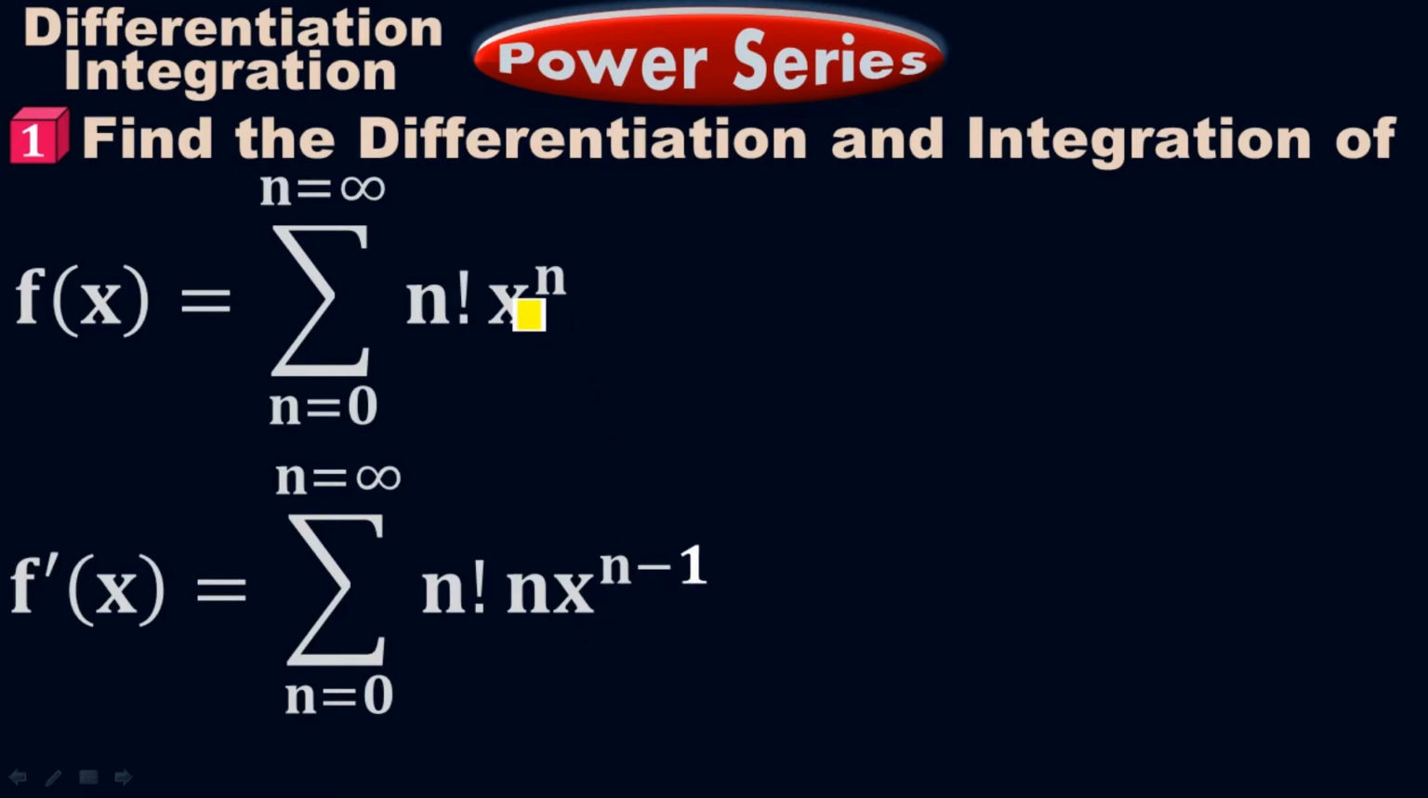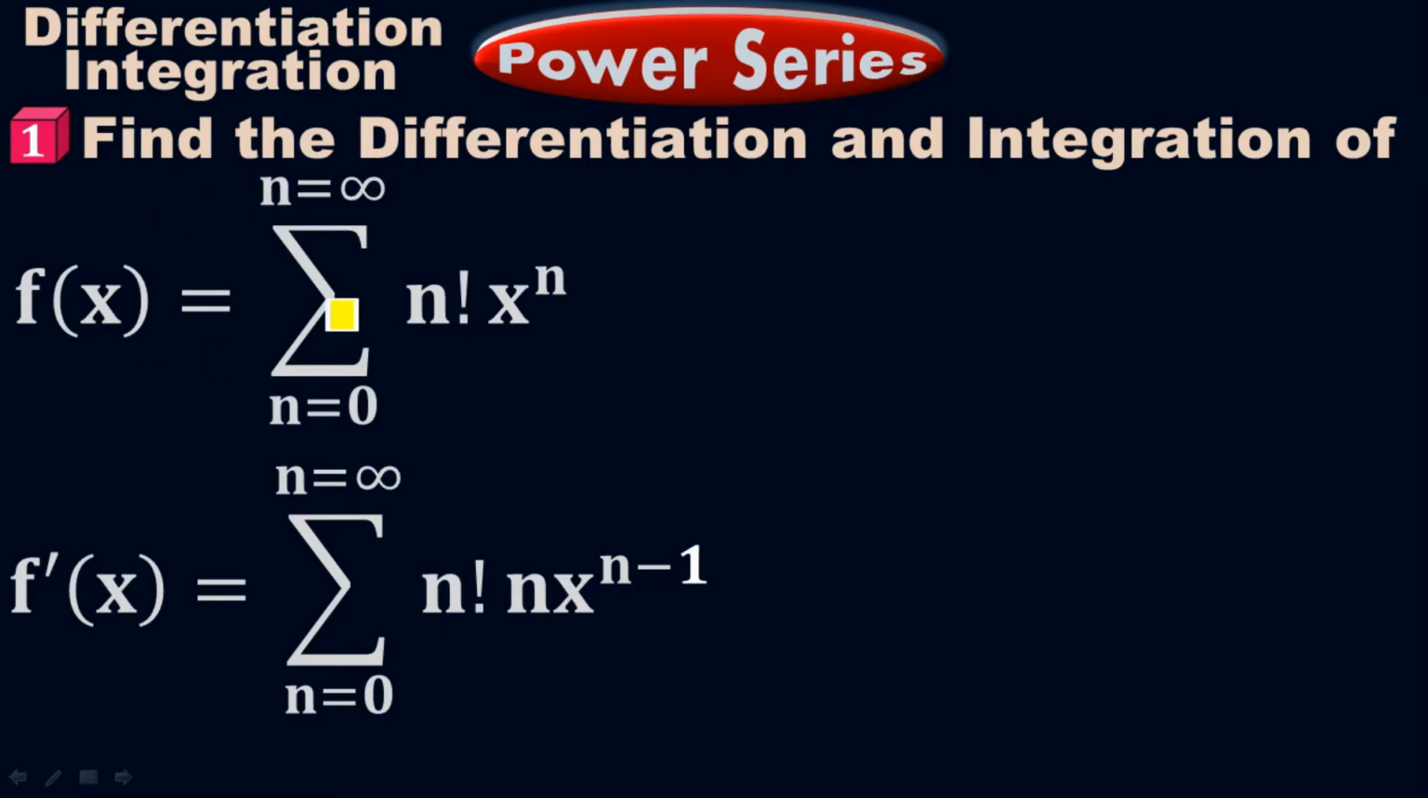It is like x squared. So the derivative of x squared is 2x to the 2 minus 1. We take differentiation on both sides. On the left I have f prime of x, which is the notation of the differentiation. On the right side I got n factorial into n into x to the n minus 1.